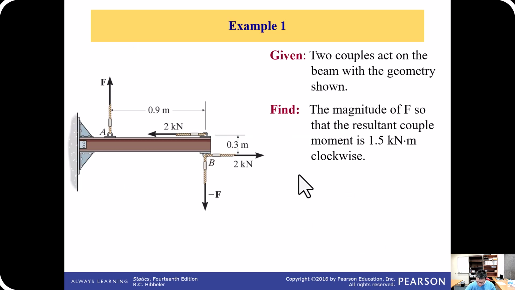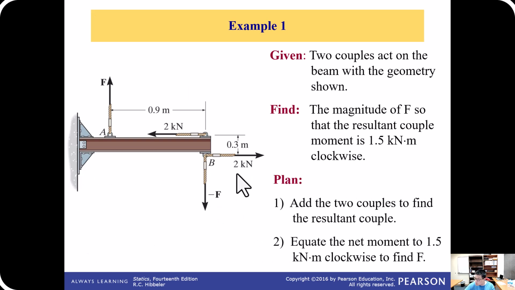So, example 1, we have two couples acting on the beam with the geometry as shown in the figure. Please find the magnitude of F, so the resultant couple moment is 1.5 kilonewton meter clockwise. First, let's add the two couples to find the resultant couple, and set the net moment equal to 1.5 clockwise to find the F.